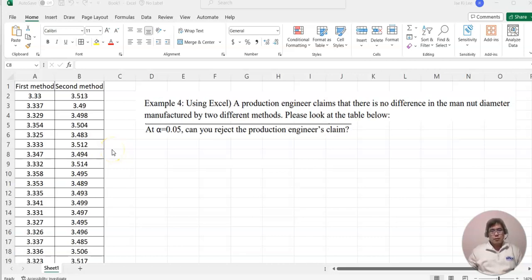So this time we will use the Excel spreadsheet and analyze two independent sample data. Please look at this example. A production engineer claimed that there is no difference in the mean nut diameter manufactured by two different methods. Please look at the table below, which is this one. With alpha 0.05, can you reject the production engineer's claim?